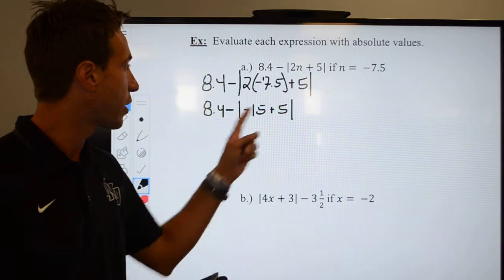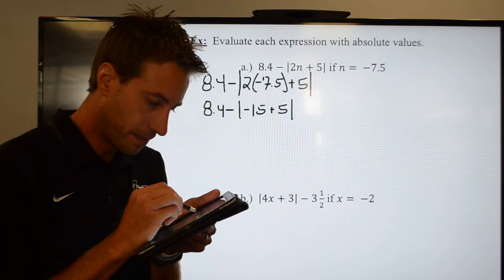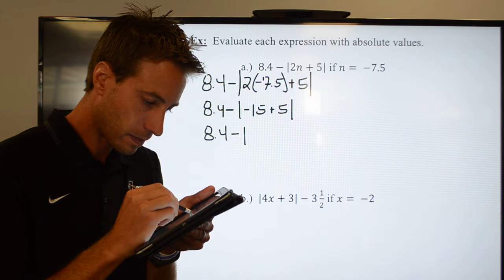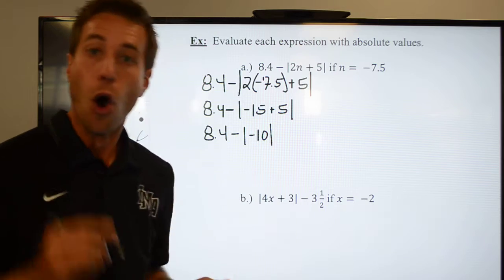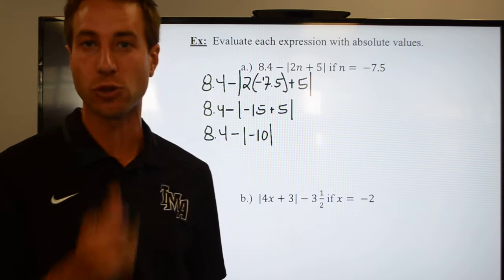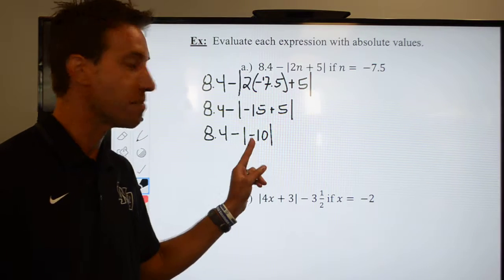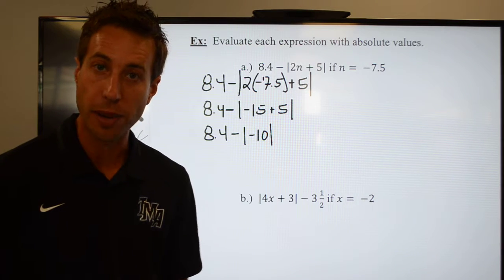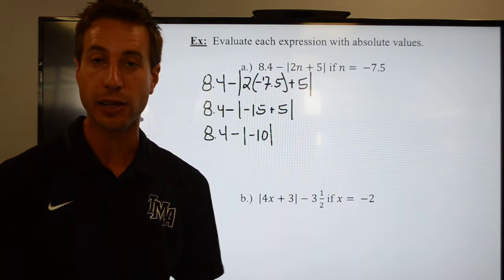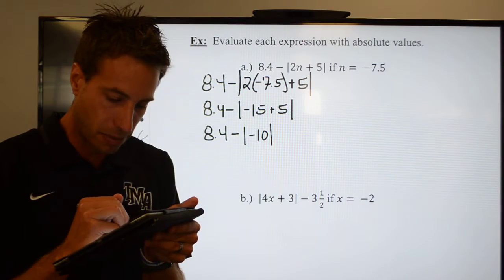So now inside my absolute value, I have a negative 15 plus 5. Well, go ahead, take care of that addition. Should get a minus 10. Okay, well now that I've taken care of all of the operations inside the absolute value, now it's time to take the absolute value. Remember, absolute value represents the distance. How far is it from negative 10 to 0 on a number line? It's 10 units. So this negative 10, when I take the absolute value, is going to be 10. It'll be the positive value of that number.